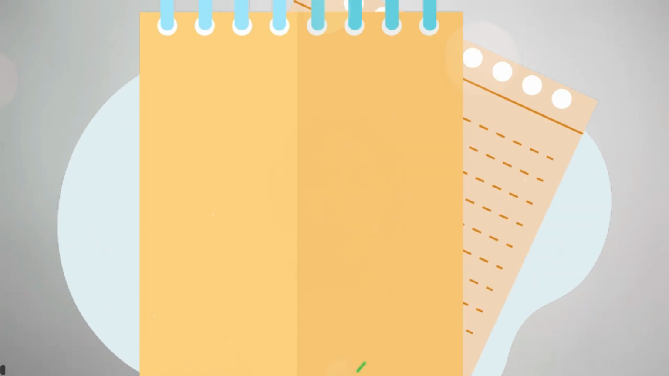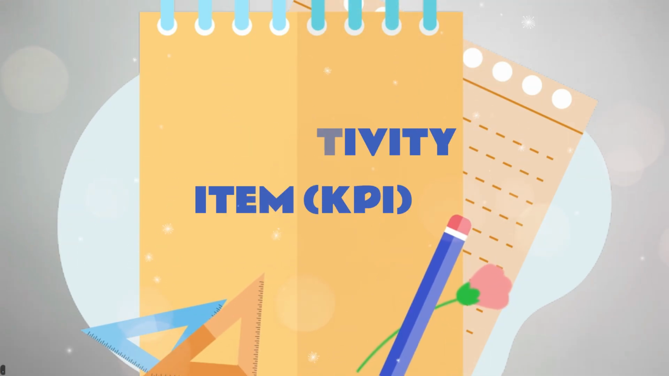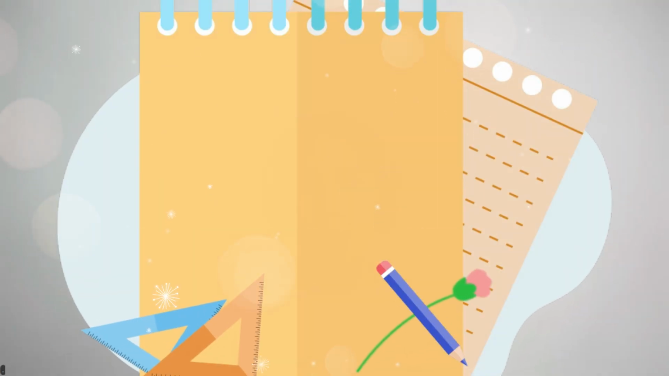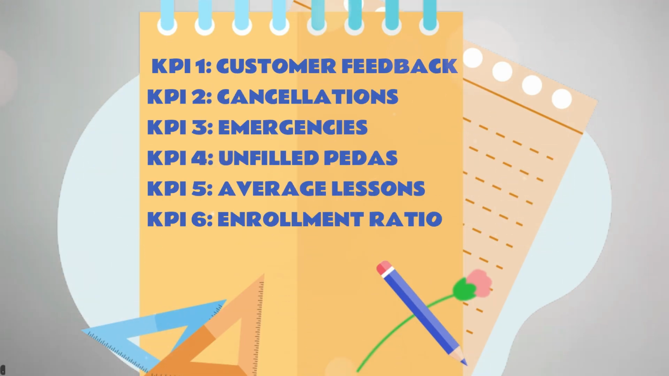Today I'm going to share with you about the KPI, or key productivity item, in which trainers are being evaluated here in BizMates. They call it KPI, or key productivity item, and there are 6 KPIs. The first one is customer feedback, then cancellations, emergencies, unfilled pedas, average lessons, and enrollment ratio.